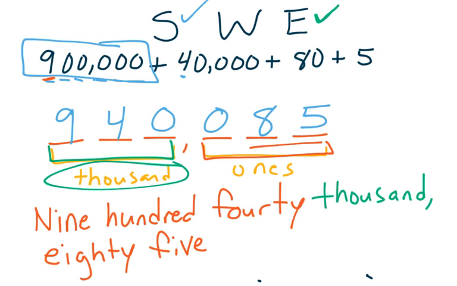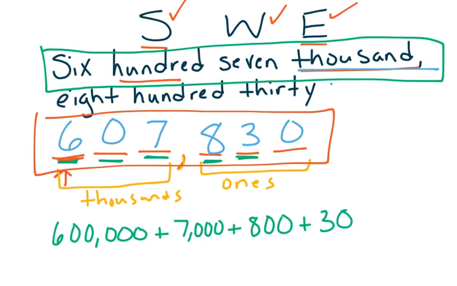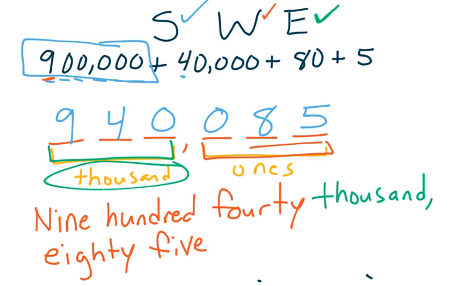Okay, so now we've gone from, when we started off, we went from standard form to word form to expanded form. Then we went from word form to standard form to expanded form. And lastly, we've gone from expanded form to standard form to word form. It's just really important that we break down these numbers by periods when we read them and when we write them. Go ahead and try a few.